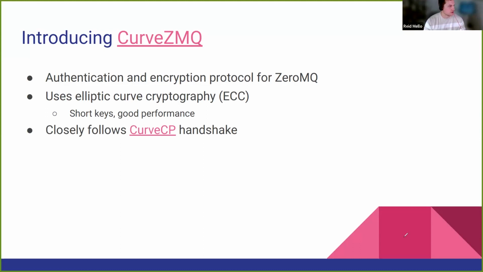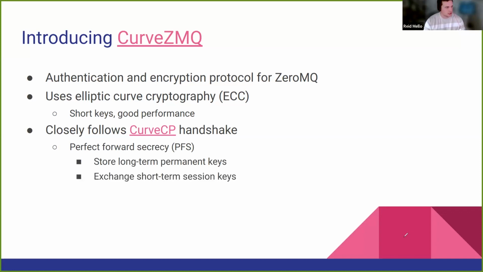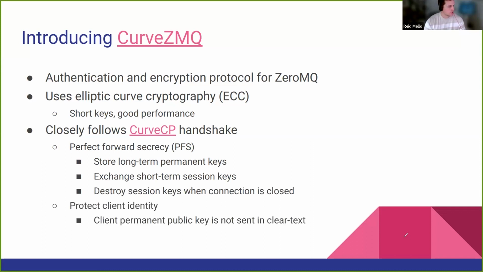CurveZMQ closely follows CurveCP's handshake. For anyone who's familiar with that, the relevant factors are that it gives perfect forward secrecy. So we store long-term permanent keys, but then we exchange short-term session keys, and we destroy the session keys when the connection is closed. We also protect the client identity by never sending the permanent public key for the client in clear text. And by permanent here, I'm using the typical verbiage, but really for our case, permanent actually means per run, because we generate new "permanent" keys and store them in the run directory for each run.